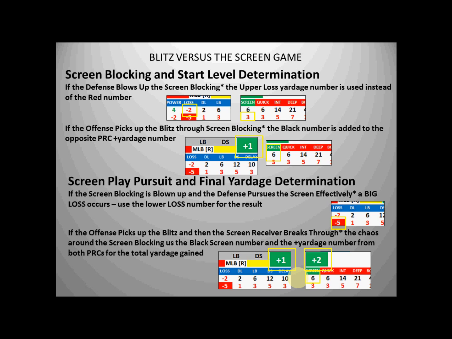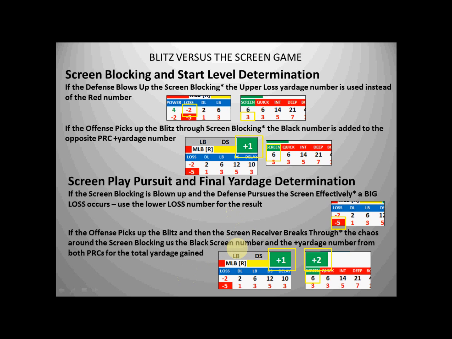So say they blitzed, they weren't able to blow it up, the pass is complete, and the receiver broke through. Well, you've got a total of 9 yards, which is pretty low considering that out of a range of 1 to 10, only 1 and 2 are showing here. If it's like 5 and 8, that's 13 plus 6, that's 19 yards on a screenplay. So it's effective to hit blitzing teams with screen passes.